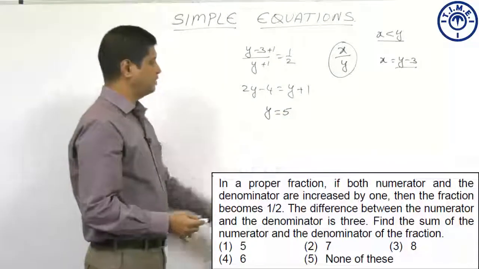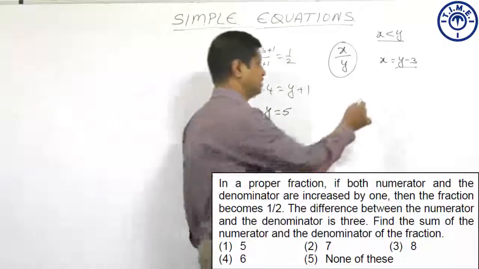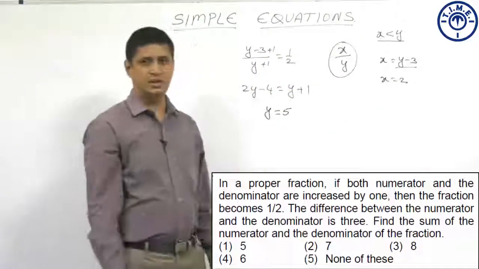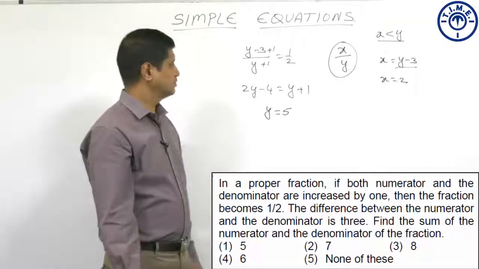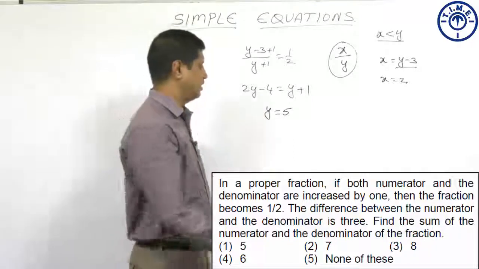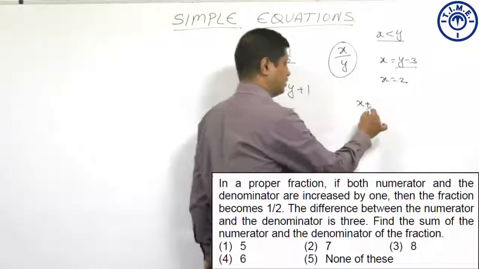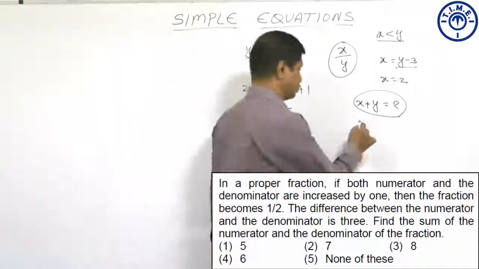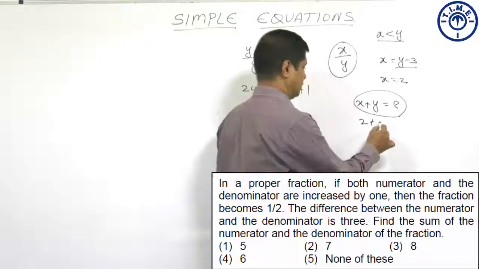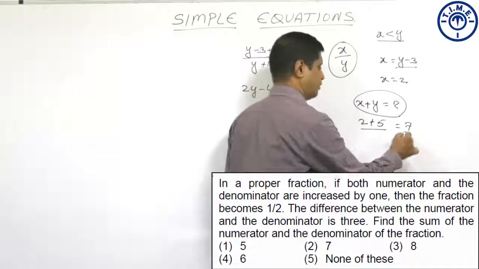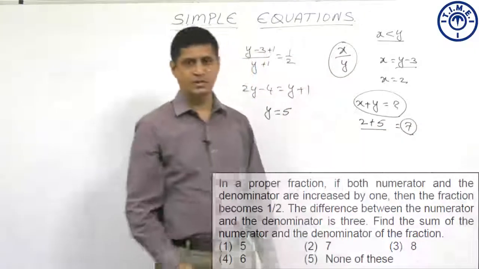When the value of y is 5, then what is the value of x? It is 2. Now, what the question is? Sum of the numerator and denominator means x plus y, a value to be found. x is equal to 2 and the y value is 5, sum of these two is 7. So, what is the right choice? Choice 2.